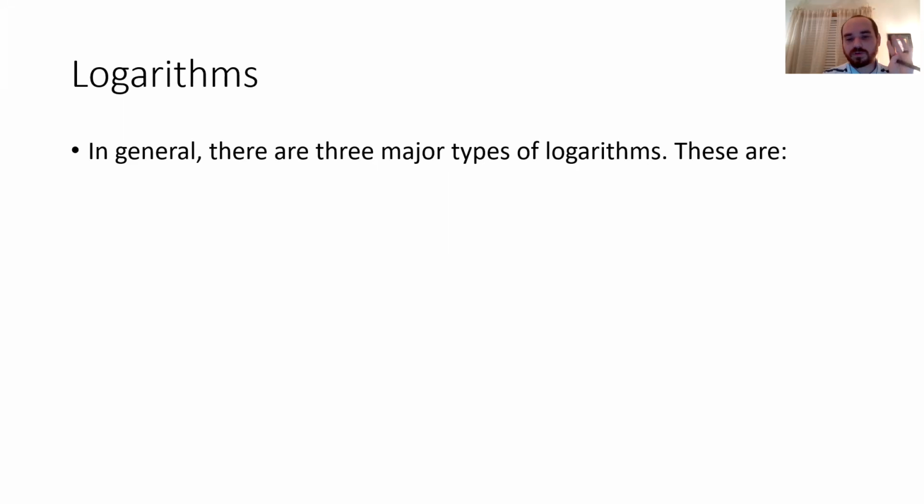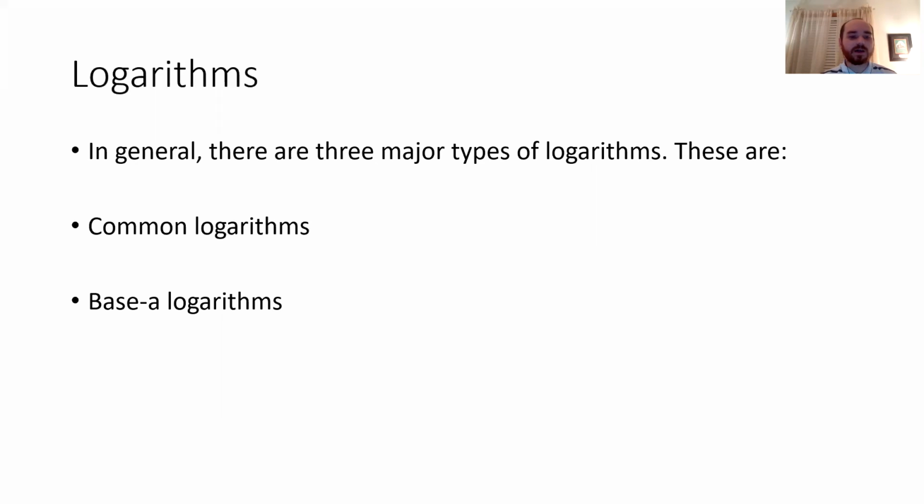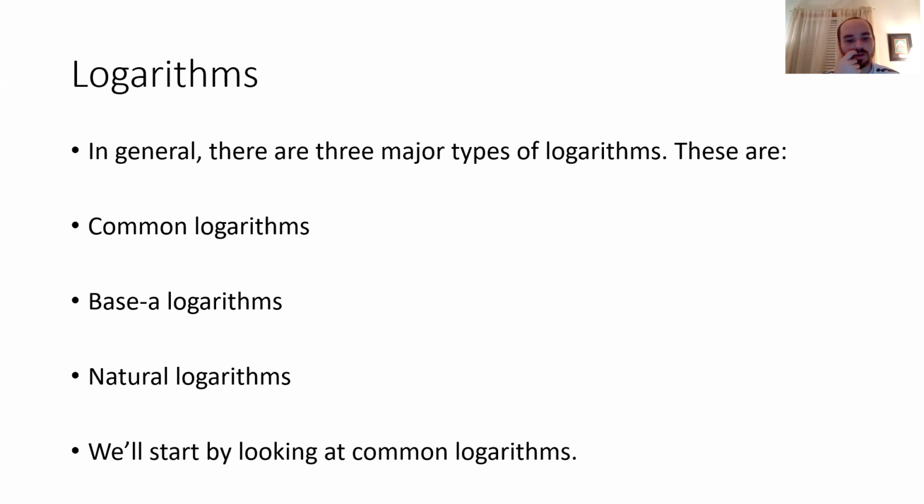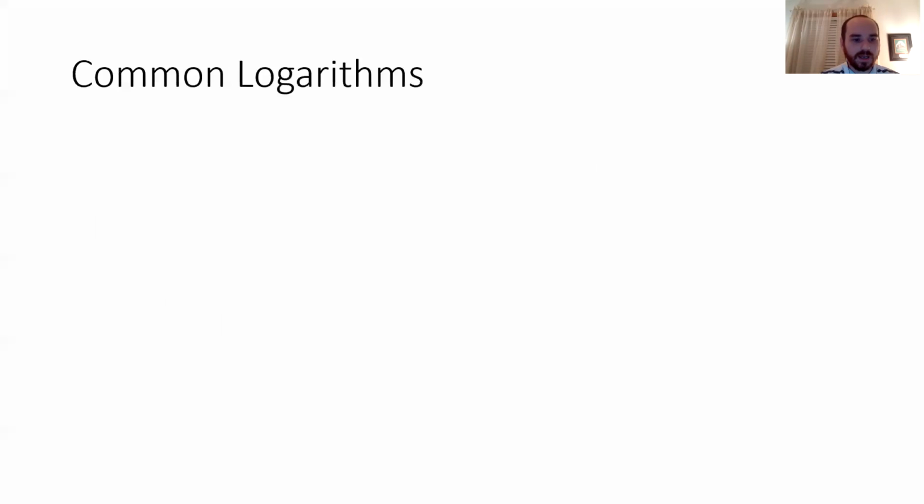So in general, there are 3 major types of logarithms, which are common logarithms, also known as log base 10 logarithms, base-a logarithms, and natural logarithms. You're probably going to hear me referring to these throughout the video as just logs, so log base 10, log base 2, log base 3. That's just the way that mathematicians and math people in general shorten these.